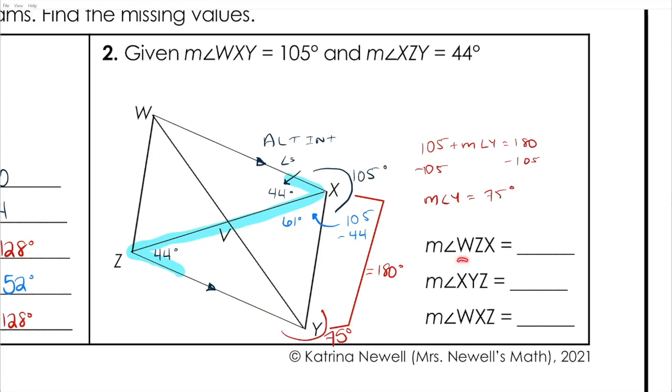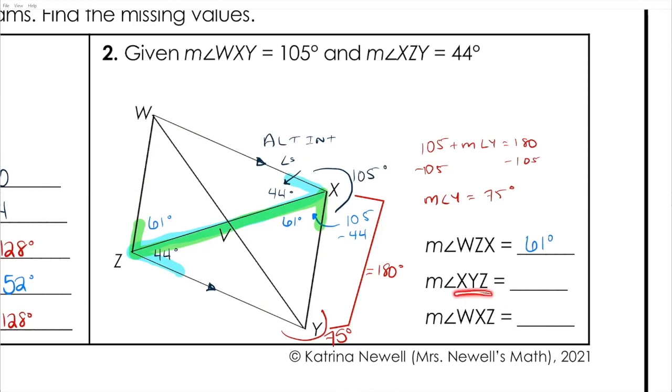So W, Z, X. Well, technically we didn't find that angle, but technically we did. So remember, these are parallelograms. Opposite sides are parallel, meaning that if that top right corner is 61, my alternate interior angles tell me that's 61. We could have also remembered that opposite angles are congruent. So if this whole angle was 105, that whole angle has to be 105. And we could do the same thing we did up there to find 61 again. So we know WZX is 61.